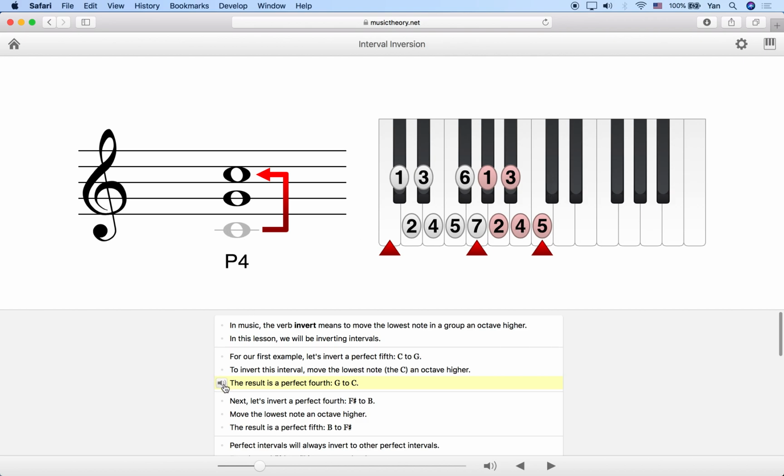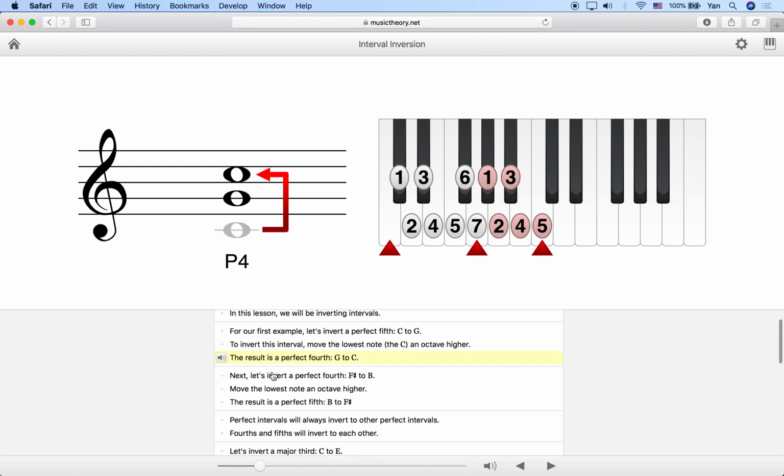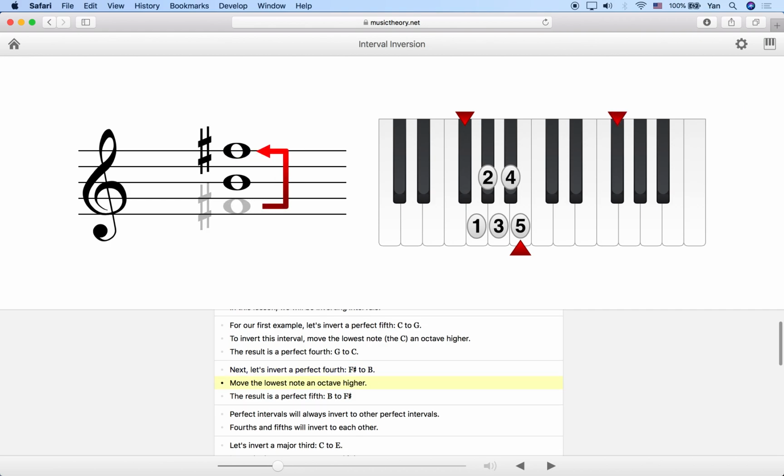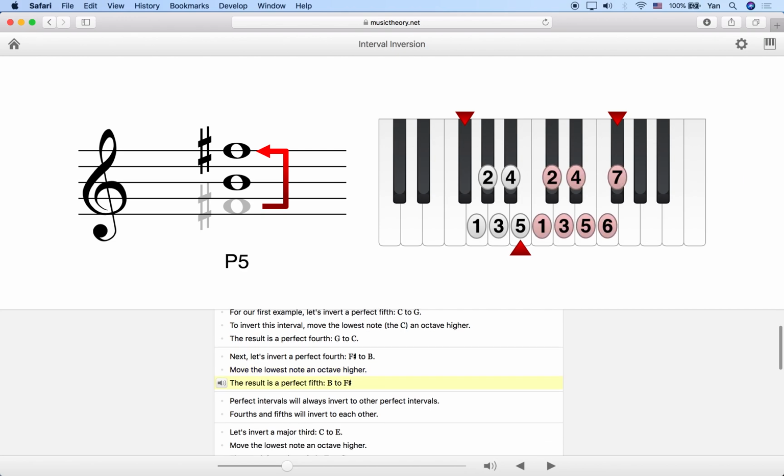Let's listen to the perfect fourth to hear what it sounds like. All right. So let's invert a perfect fourth now. We're going to start with F sharp to B natural, and let's listen to that. All right, and just take a look over here on the right. That's 5 half steps, so that's the perfect fourth. And let's now move that F sharp an octave higher. I'm going to end up with this interval here, which is a perfect fifth.